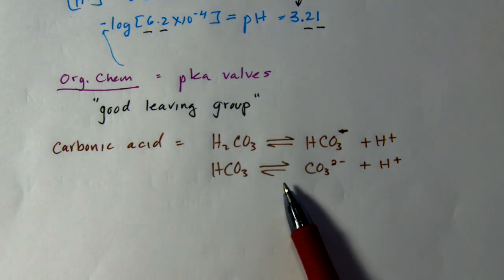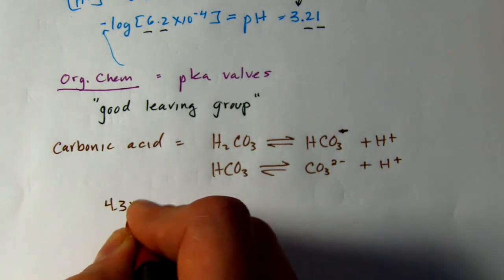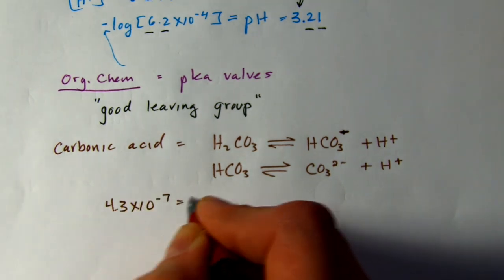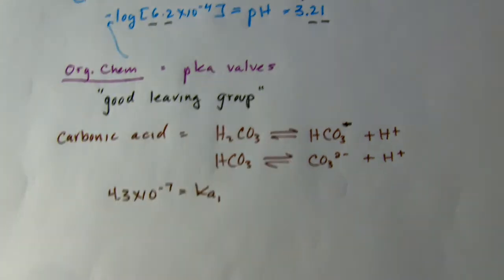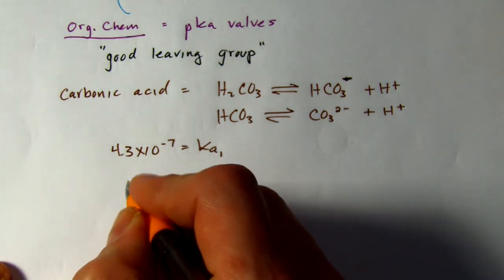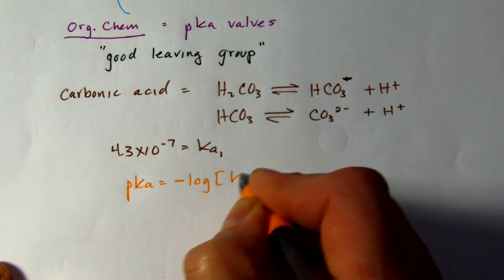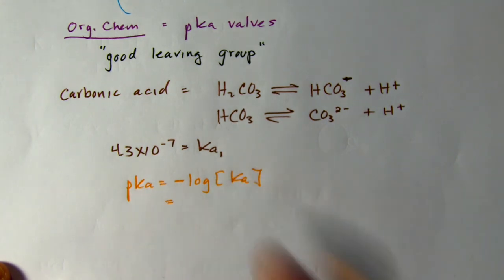But let's just say that we were given a carbonic acid Ka value of 4.3 times 10 to the negative 7. That's most likely going to be the first acid dissociation constant. And that's probably what matters in AP Chem. So what we are in organic chem. So if we want to find out the pKa value, all we do is take the negative log of the Ka value. And this is what they do in organic chem.